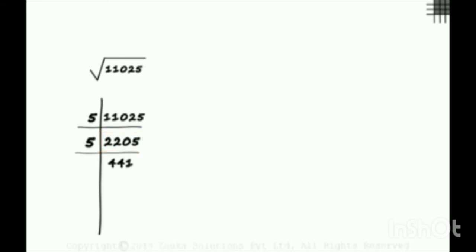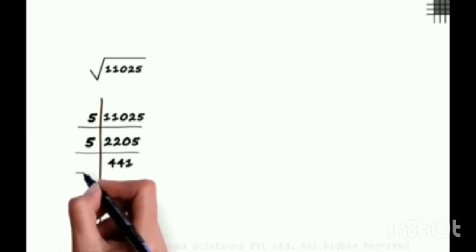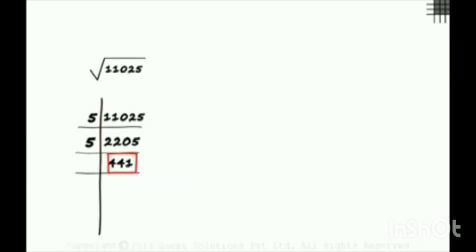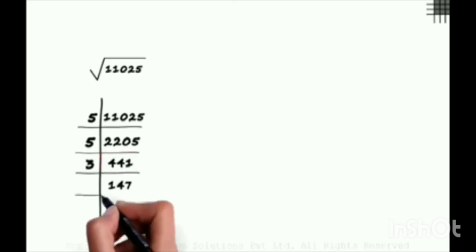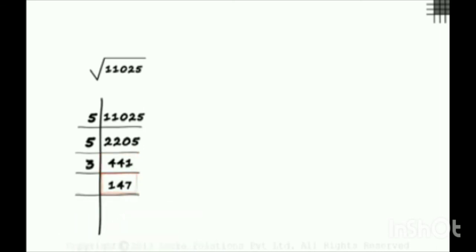Of course, you would take a bit more time to find the numbers here, but that's perfectly alright. And remember, we keep just the prime factors on the left-hand side. Now since 441 is divisible by 3, let us write 3 here. And 3 multiplied by 147 gives us 441. This number is also divisible by 3. And 3 multiplied by 49 equals 147.